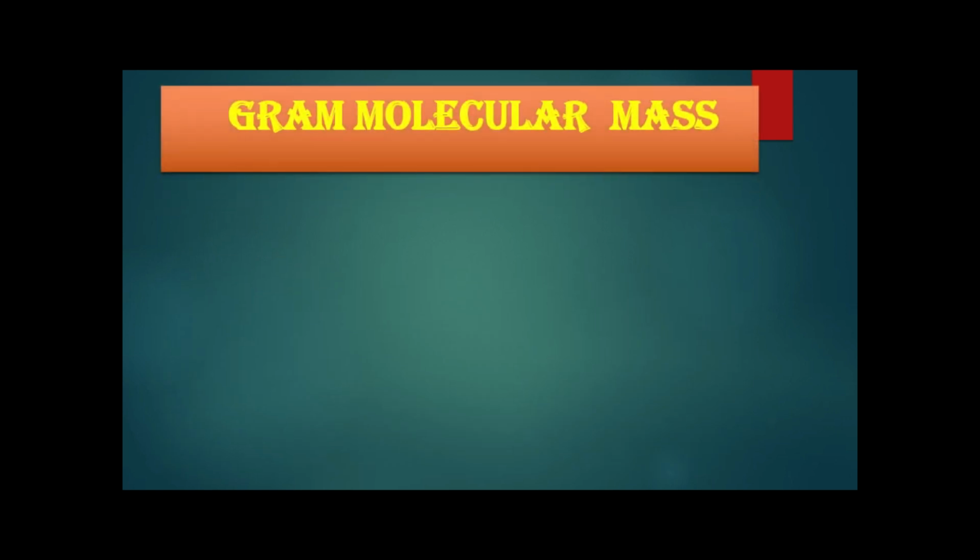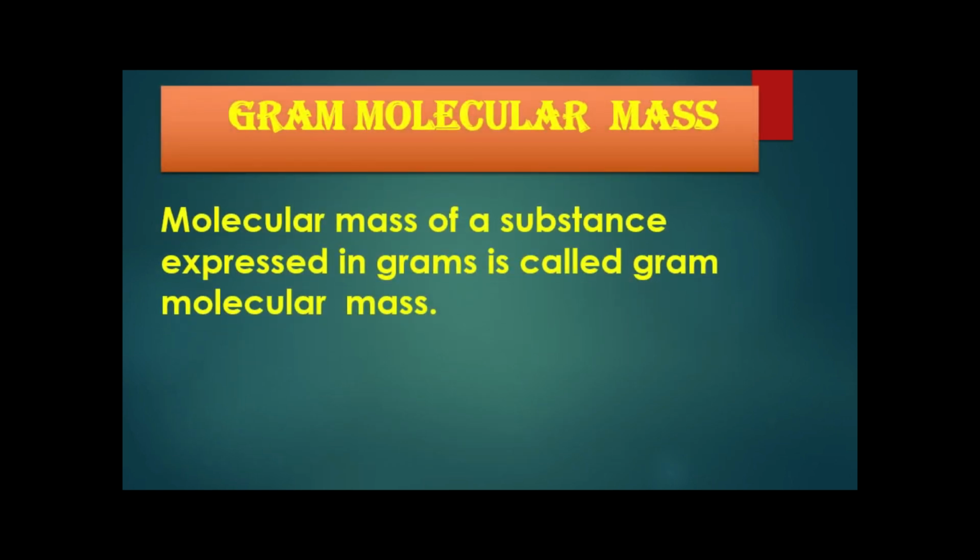Now gram molecular mass. Molecular mass of a substance expressed in grams is called gram molecular mass. Students, for atoms we use the term gram atomic mass, and for molecules we use the term molecular mass, and when we express this molecular mass in grams, it becomes gram molecular mass. Gram molecular mass of a substance contains 1 mole of molecules.